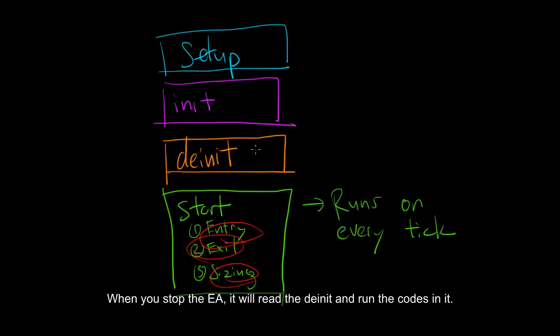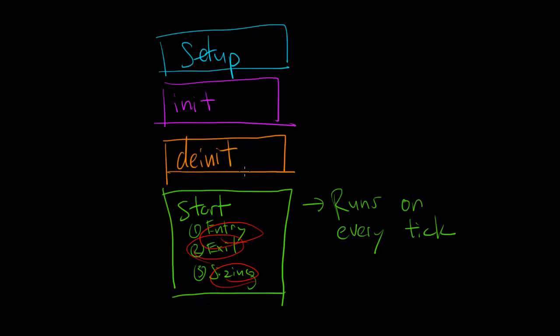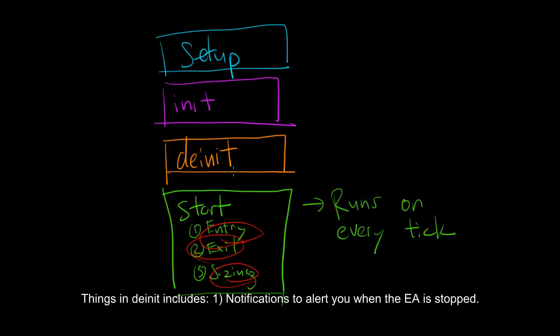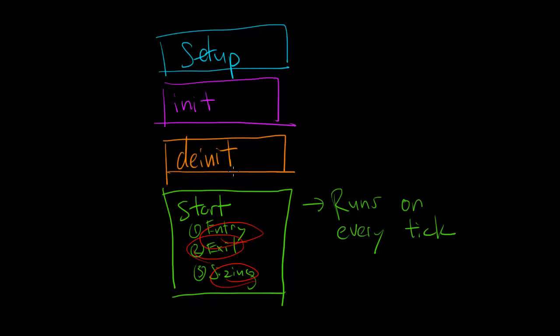When you stop the EA, you will run the deinit and whatever code is inside it. So most of the time you have things like a notification to tell you that, alright, we have stopped running the EA, or remove all the graphics that you initially placed on your chart, things like that.